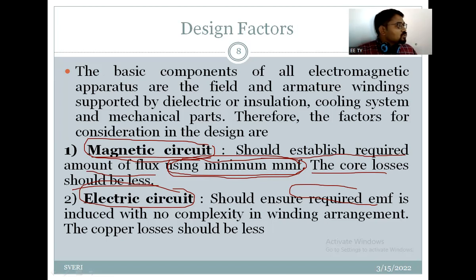But due to that, there should again be less copper loss. Another condition is nothing but the less copper loss. And how are we going to achieve it? We achieve it with no complexity in the winding arrangement.